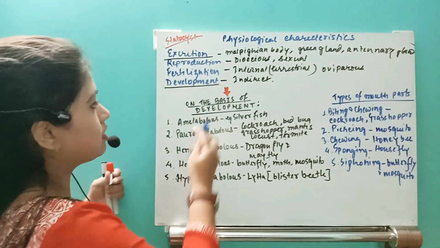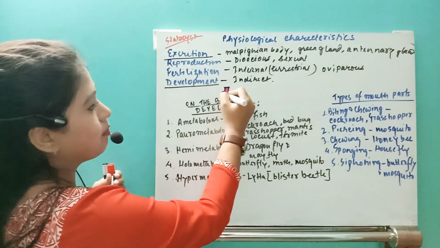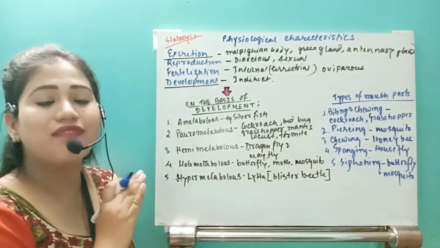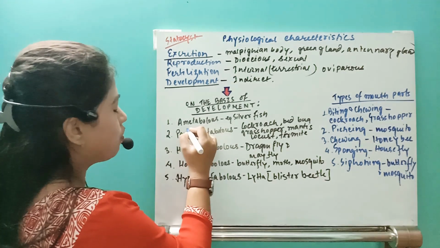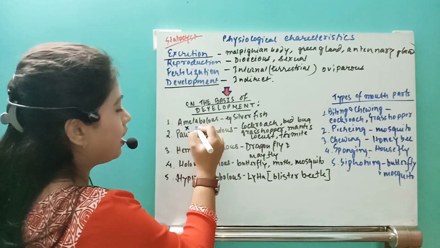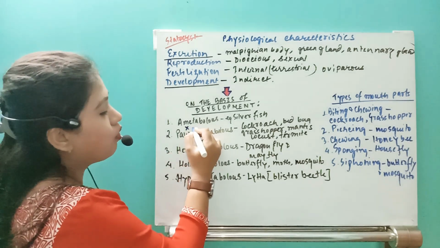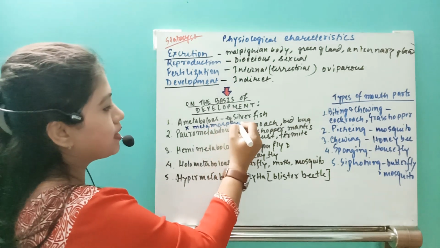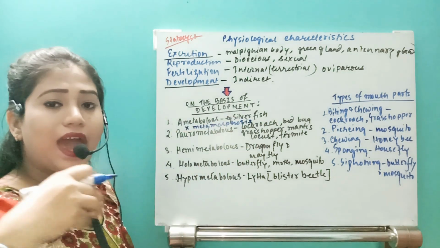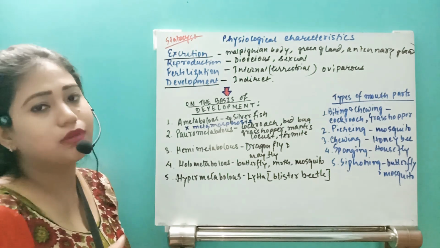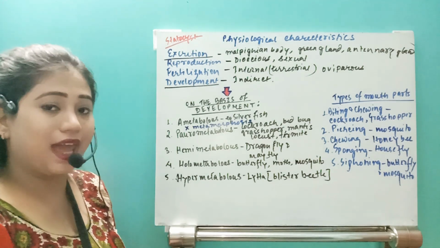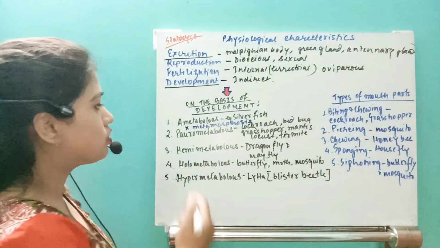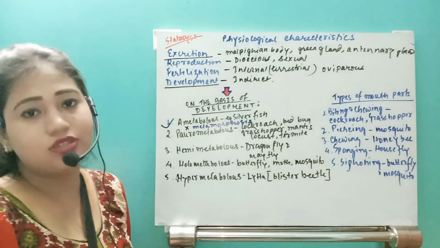So the first type is the ametabolous type of animal. Ametabolous means organisms which do not have any larval stage or no metamorphosis. That means the young one looks exactly similar to the adult. Those which lack the larval stage and do not undergo metamorphosis are known as ametabolous organisms.